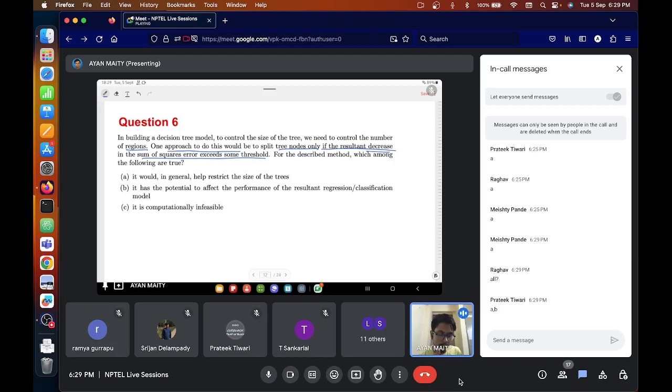Three answers are already written in the chat. Misty Pandey is saying option A, which is it helps restrict the size of the trees. Raghav is saying all, A, B, C, and Pratik Tiwari is saying A and B. Okay, so I've got three different answers in the chat. Anyone else?